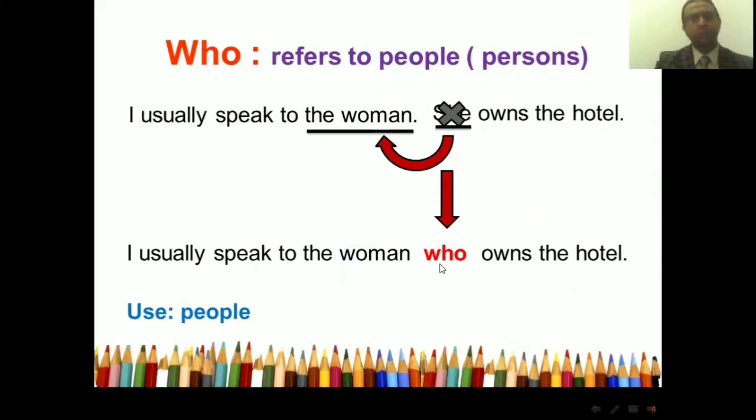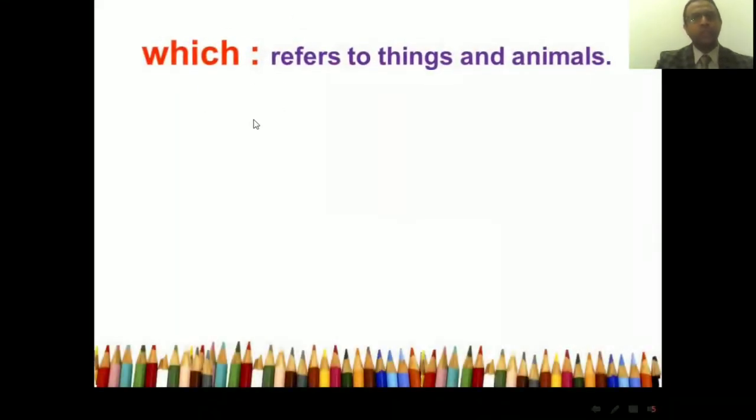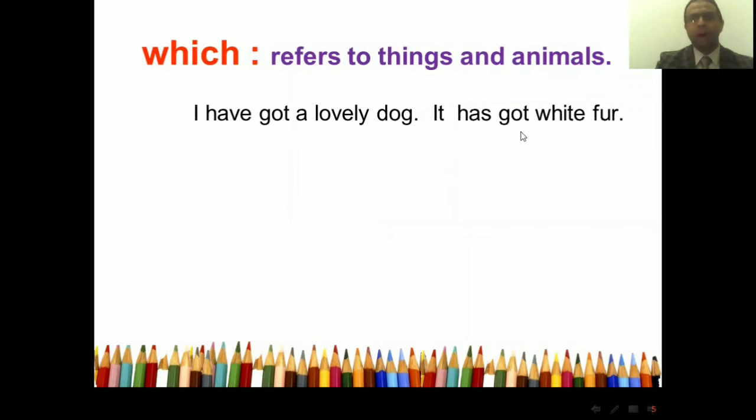Number 2, which refers to things or animals. So when I'm talking about things or animals, I use which. Let's see the example. I have got a lovely dog. You see, dog. So it has got white fur.